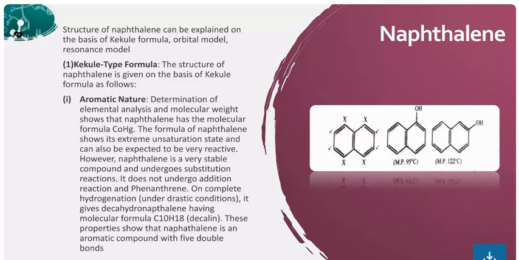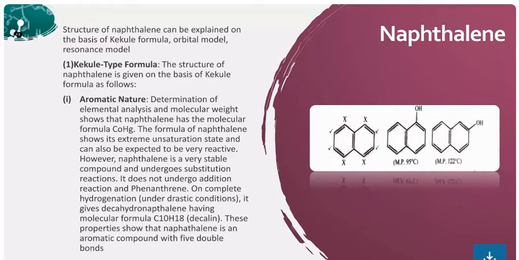The formula of naphthalene shows its extreme unsaturation and it can be expected to be very reactive. But naphthalene is a very stable compound and undergoes substitution reactions. It does not undergo addition reactions. On complete hydrogenation under drastic conditions, it gives decahydronaphthalene having the molecular formula C10H18, which is known as decalin. And these properties show that naphthalene is an aromatic compound with 5 double bonds.